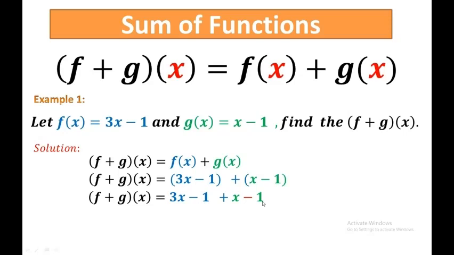Then after this, we are going to combine like terms. So how are we going to combine like terms? So we have here the 3x and x. So same terms sila, or the x here have the same exponent. So x raised to 1, 3x raised to 1, and another x raised to 1. So we can combine them together. And then we also have the constant number. We have negative 1 and negative 1.